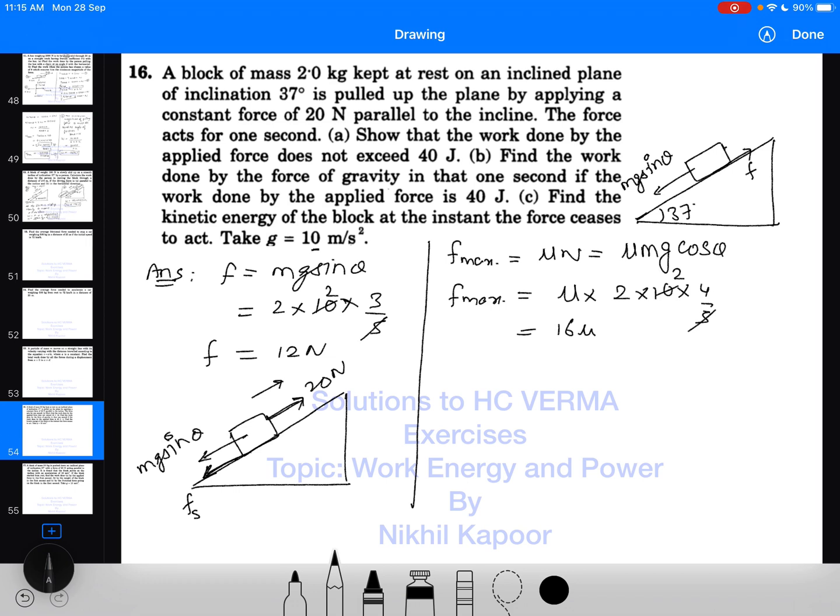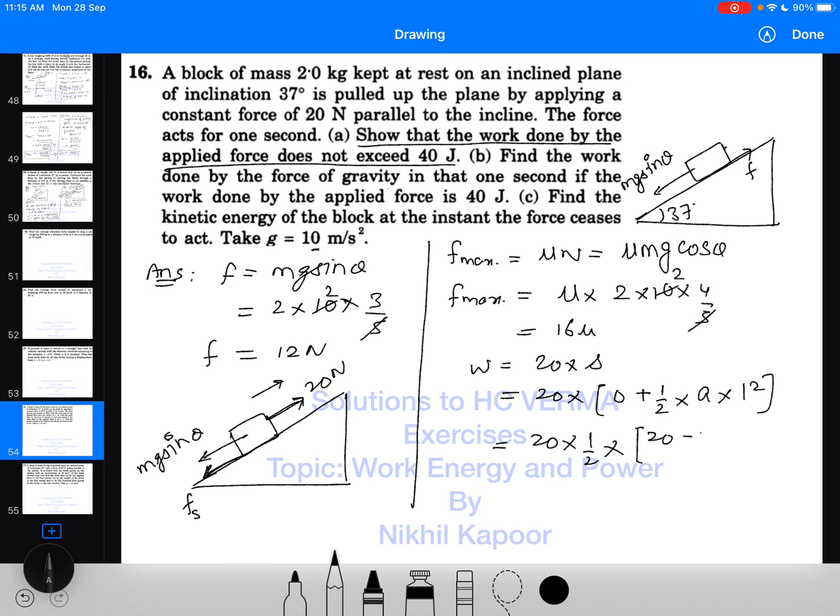Work done by the force of gravity. So first of all, show that the work done by the applied force does not exceed 40 joule. If he is going to displace the block in upward direction, then work done by that force will be equal to force into displacement, 20 into displacement. So 20 into, and displacement would be ut, where u is 0, plus half into acceleration a t square, that is for 1 second. So it will be 20 into half into acceleration, what is acceleration, net force upon net mass.